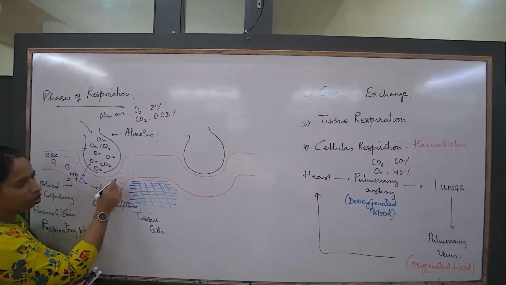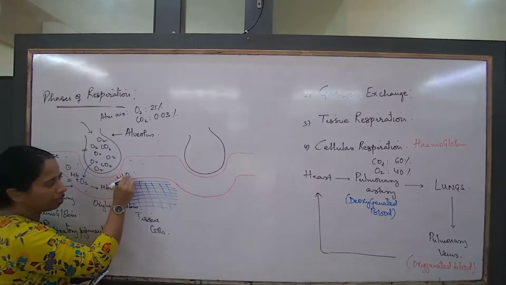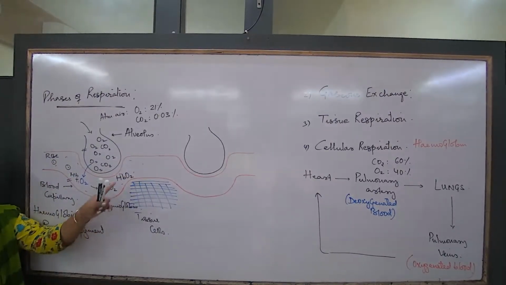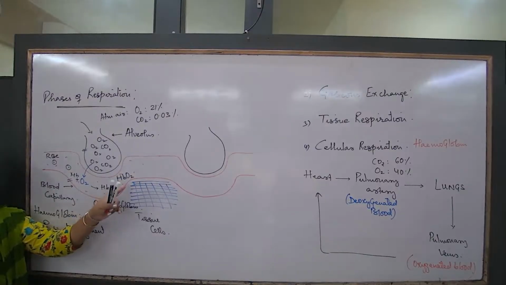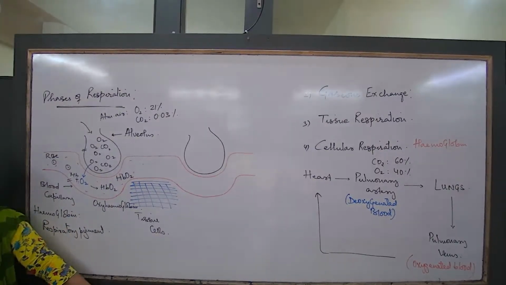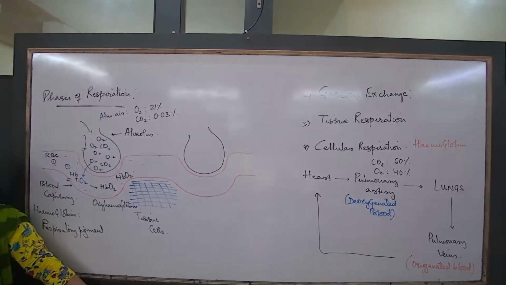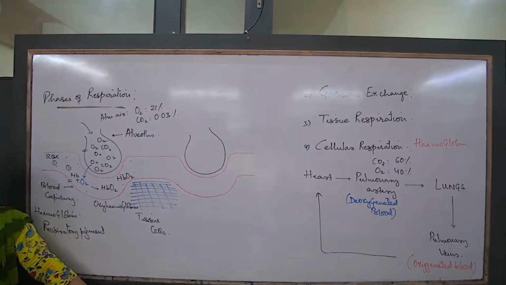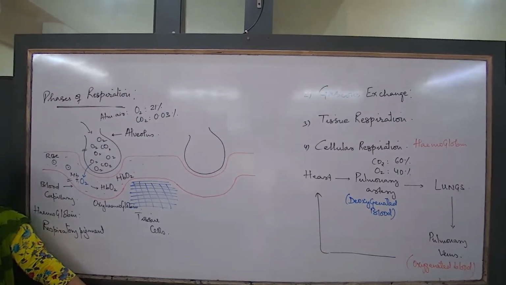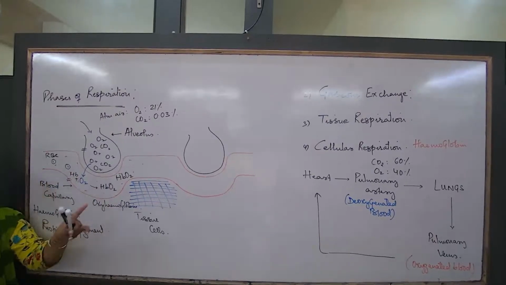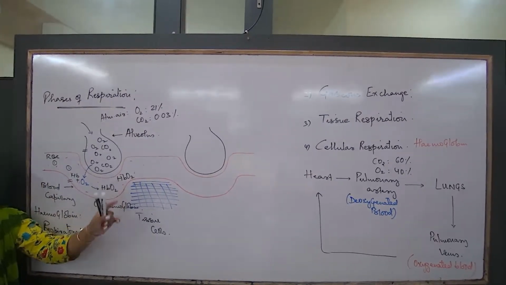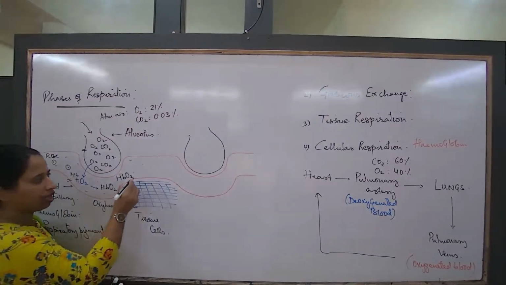Now this oxyhemoglobin is traveling in the blood. How is oxygen transported in the blood? Your answer is in the form of oxyhemoglobin. Can I ever tell you that oxygen is moving in the blood only in the form of oxygen molecules? Never. Oxygen never travels in the blood in the form of oxygen molecules, but it travels only in this form, oxyhemoglobin. Now, in the course of circulation, what will happen?